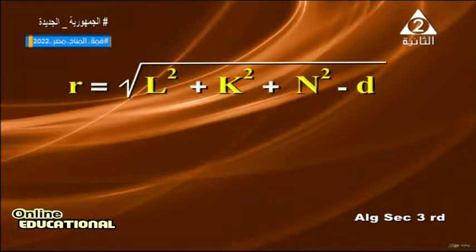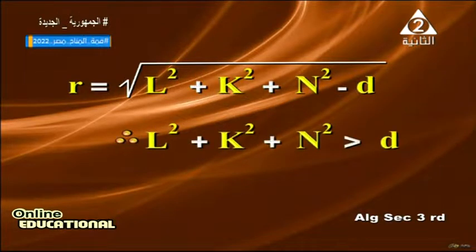What is the radius R? Radius rule: R equals the square root of L squared plus K squared plus N squared minus D. What is L? What is K? What is N? These are the coordinates of the center of the sphere. What is D? This is the constant value. Therefore, L squared plus K squared plus N squared must be more than D. Why? Because R is the radius, a length or distance, so it must be more than 0.